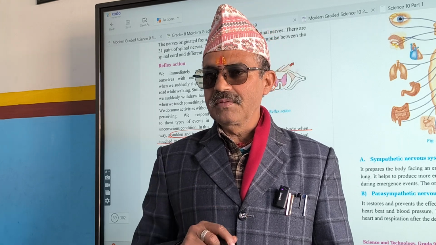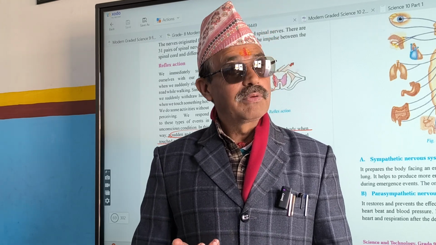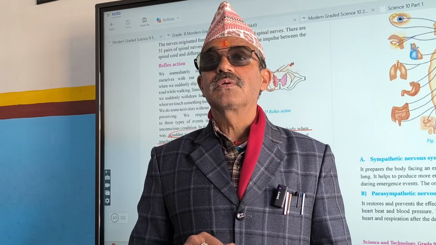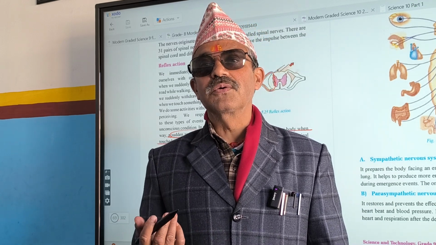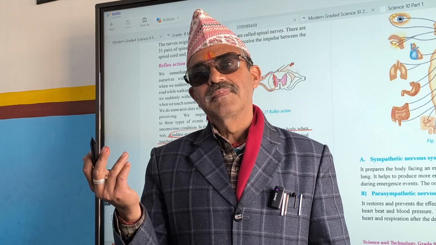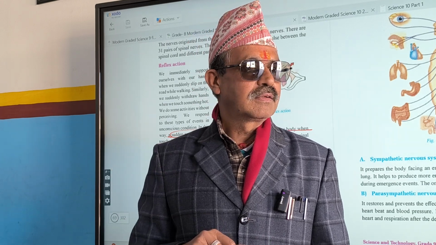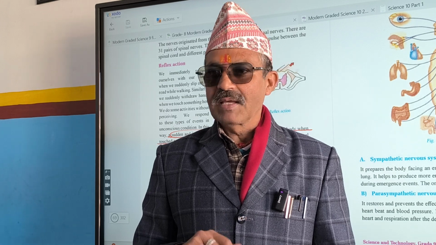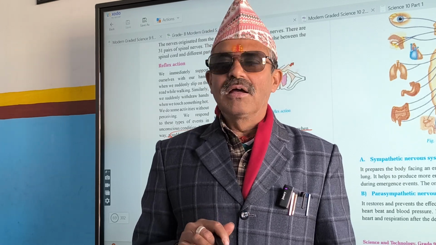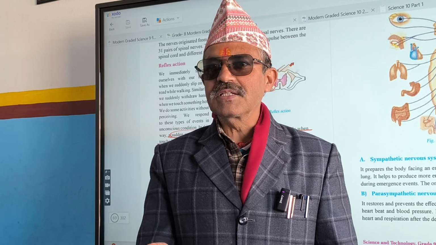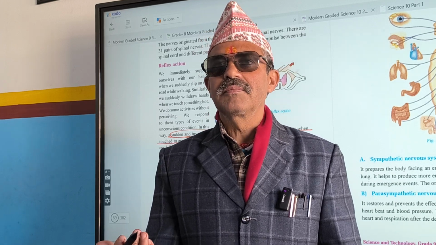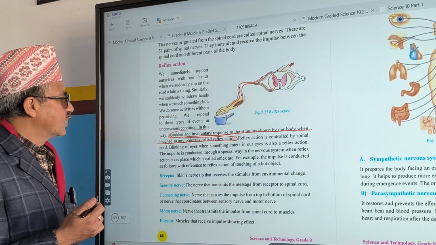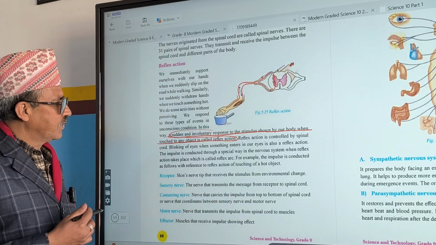Do you control blinking? Automatically. Winking is not uncontrolled. That can be controlled, yes or no? But blinking, just like that. Sneezing, can you control? You don't like that. How fast it comes? No control like that. Jerking of hand after touching a hot body, that is also reflex action.